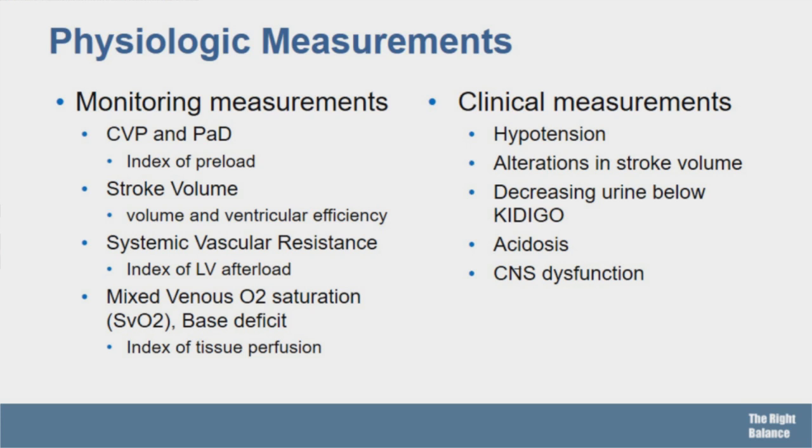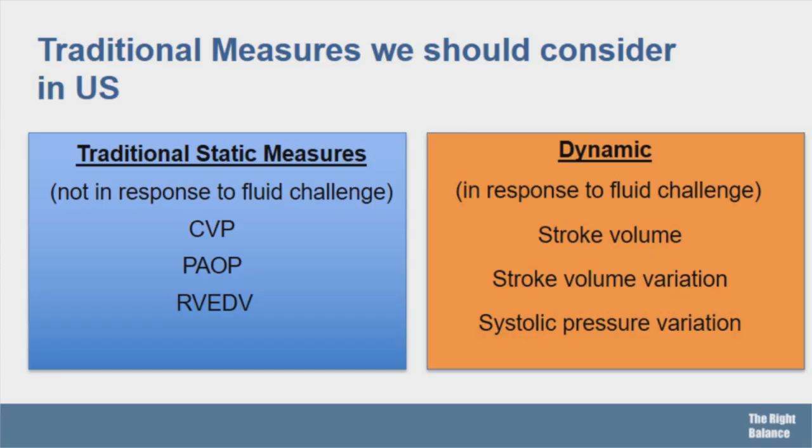And then we think about our clinical measures that we talk about today, okay? Hypotension, alterations in stroke volume, decreasing urine output below the KDIGO guidelines, that would be 0.5 mL per kg per hour for 6 or more hours, and utilizing urine output as an indicator of hypoperfusion. And of course, metabolic acidosis, and certainly last but not least, a change in level of consciousness that is associated with reduction of oxygenated blood flow to the brain. A big mouthful of physiologic measures.